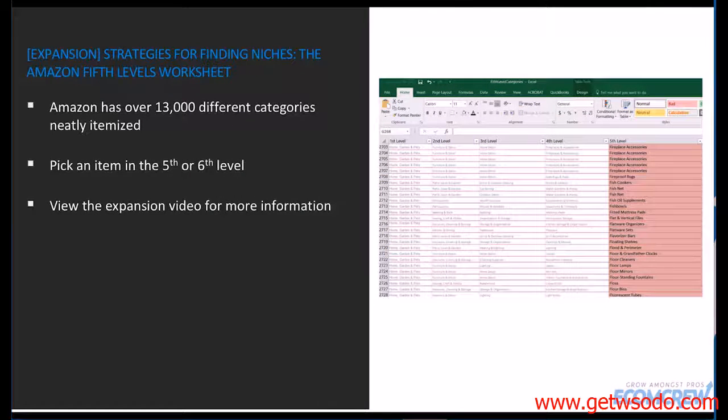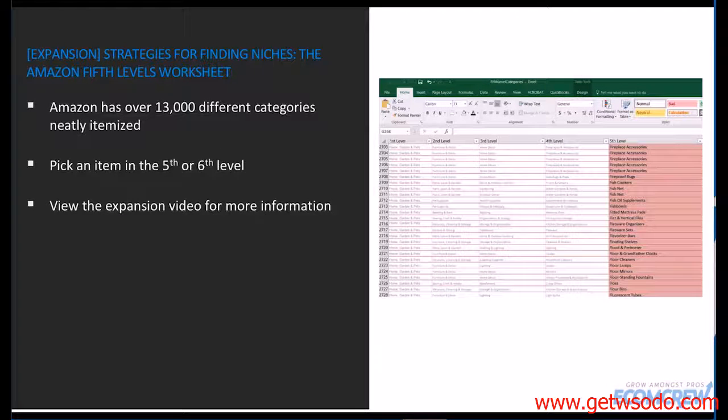Another really good thing is the fifth level worksheet. We have this as a part of our course. Amazon has over 13,000 categories that are actually very neatly itemized for you. And our recommendation is to be in this fifth level or sixth level of this worksheet. And there's a whole other video about this that we have in the course as well. But the first level here might be home and garden and pets. That's just way too broad to have a company that sells into all that. And then you can get into one more level deeper here, furniture and decor. That's still pretty deep. Home decor is still deep. Fireplace and accessories is deep, but doing fireplace accessories makes a lot of sense.